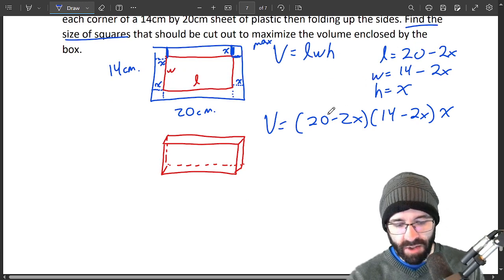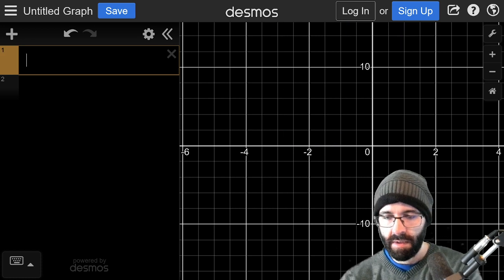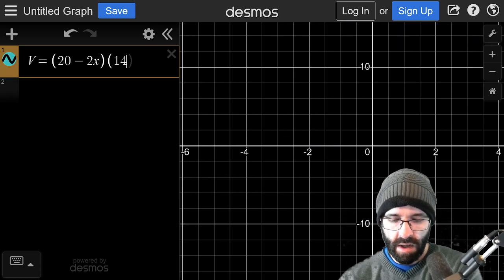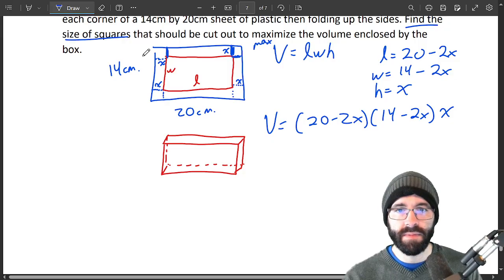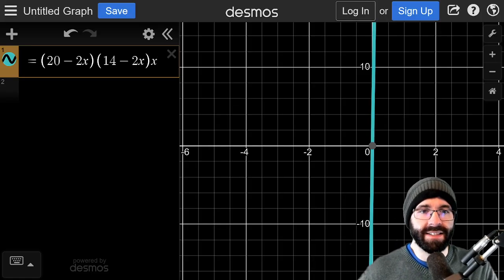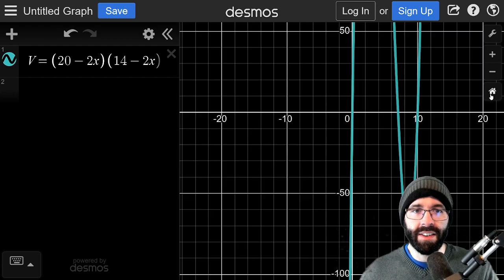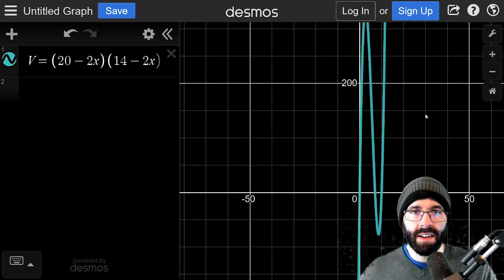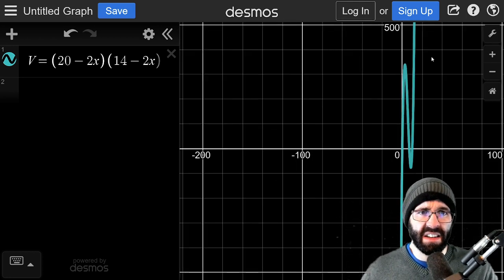All right, we want to find the max, the biggest this can be. Later we'll use calculus, but here we're going to use Desmos. So let's look at this function: 20 minus 2x times 14 minus 2x times x. Where is this function the biggest? I've got no clue. I can't see a thing. Let's zoom out. Oh. Zooming out, it's really kind of hard to see.